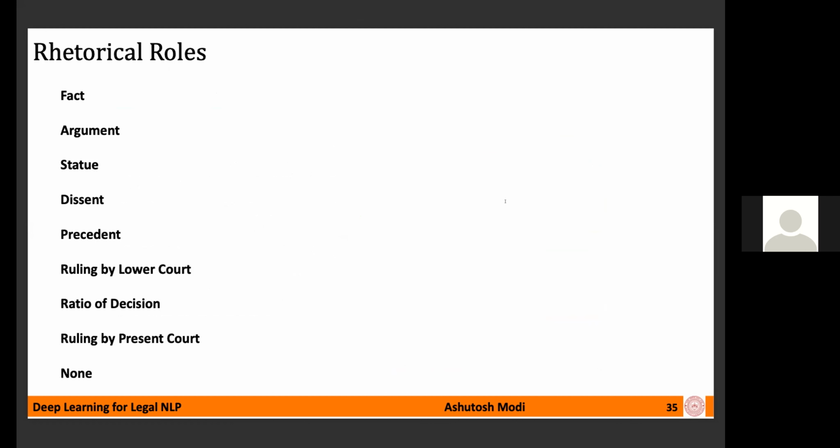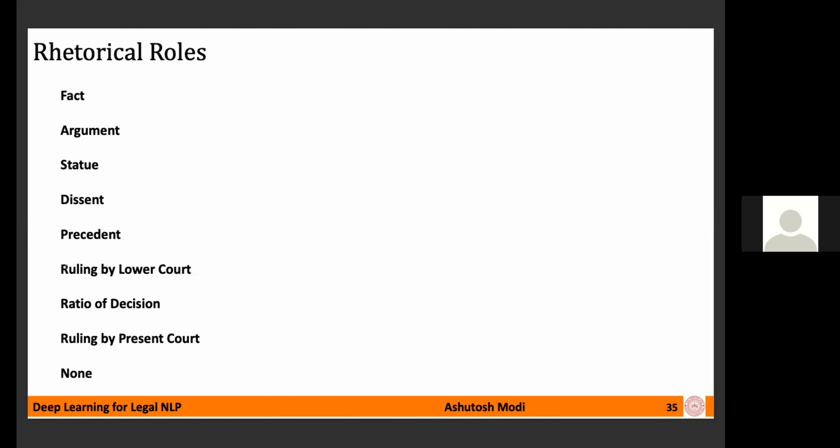We concentrated on 9 main rhetorical roles. These are facts, which are about what the facts of the case are, the sentences which correspond to the facts. Then there are arguments, which are the different arguments given by the lawyers in the case. Then there are statutes, which are different laws. Then dissent, if there is some dissent by the judge in the case. And then there is precedent: is it a precedent which is followed, an existing precedent, or some kind of overruled precedent, and so on.